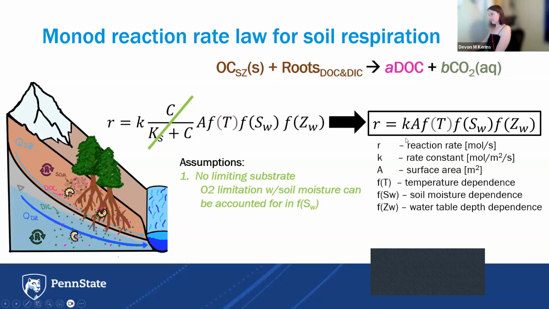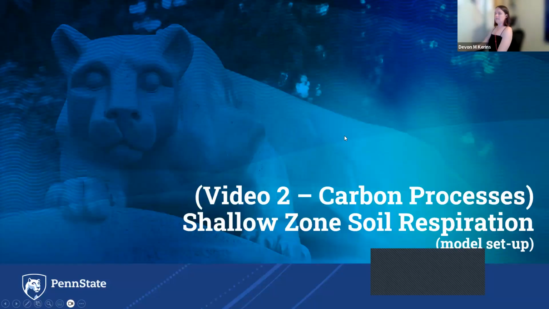Therefore, our final reaction rate law is a product of the reaction rate or kinetic rate constant, surface area of the reactive mineral phase or the reactive organic carbon phase, as well as our three sensitivity functions. That is the end of the first video. And in the next video, we will show you how to actually implement this reaction within BioRT-HBV.